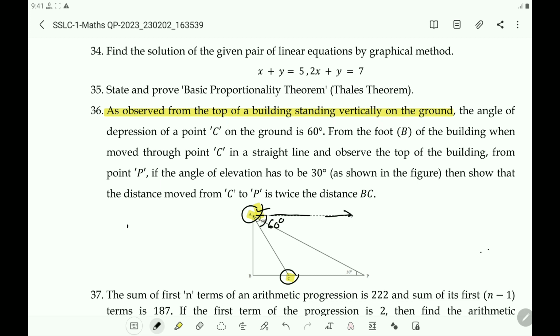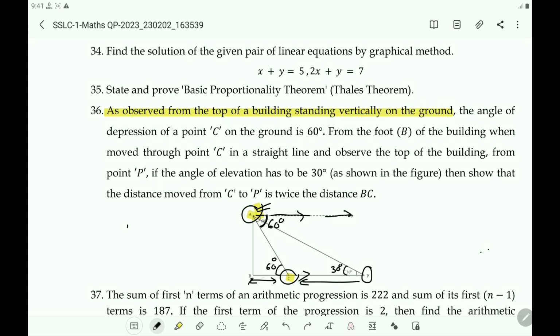And observe the top of building from the point P. From the point P, the top of the same building is observed. Then the angle of elevation is 30 degree. Then show that the distance moved from C to P is twice of BC. Here this is 60 degree, means this becomes the alternate angle, that is also 60 degree. As these two lines are parallel to each other, therefore this is 60, means this is also 60.